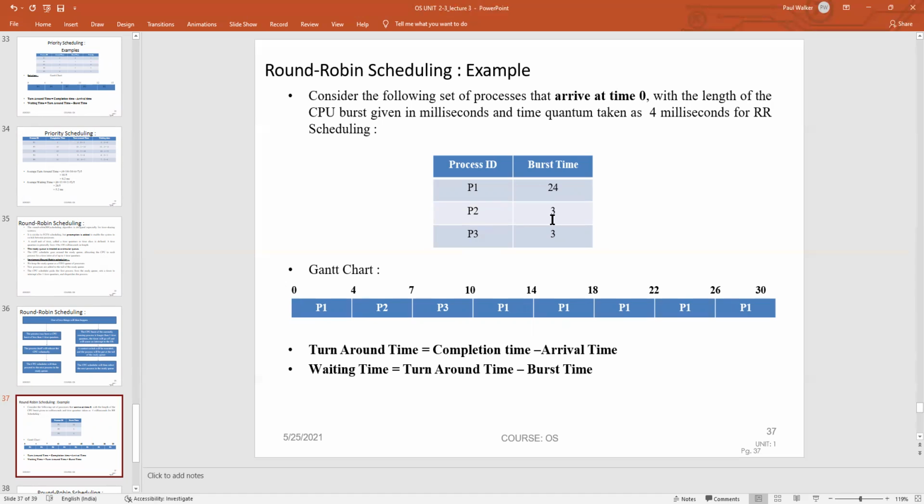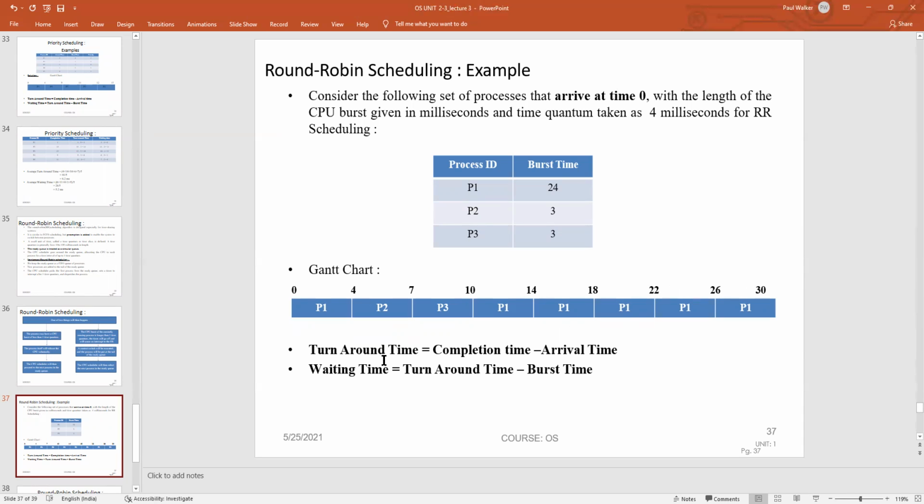After that, P2 has 3, that is 4 plus 3, the value is 7. After that, P3 has 3, 7 plus 3, the value is 10. After that, each quantum has a value of 4 millisecond. Again, P1 is 10 plus 4, 14, 14 plus 4, 18, 18 plus 4, 22, 22 plus 4 is 26, 26 plus 4 is 30. Hence, this value has been arrived.